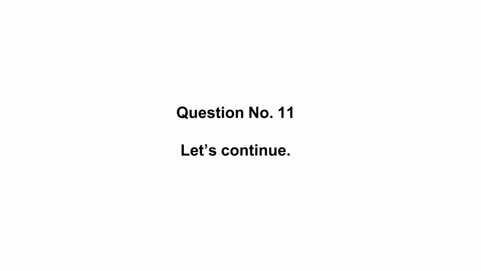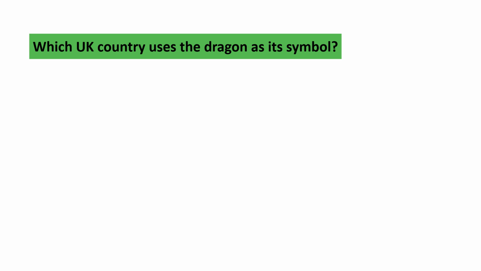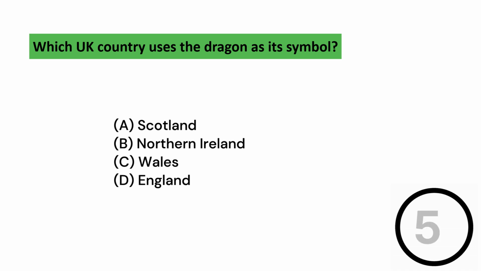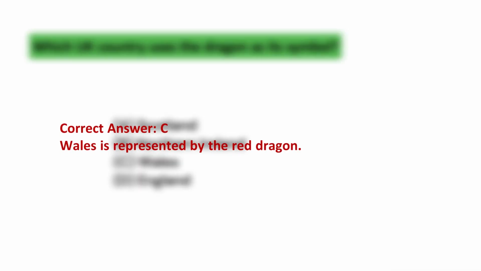Question number 11. Let's continue. Which UK country uses the dragon as its symbol? Options: A. Scotland. B. Northern Ireland. C. Wales. D. England. Correct answer: C. Wales is represented by the red dragon.